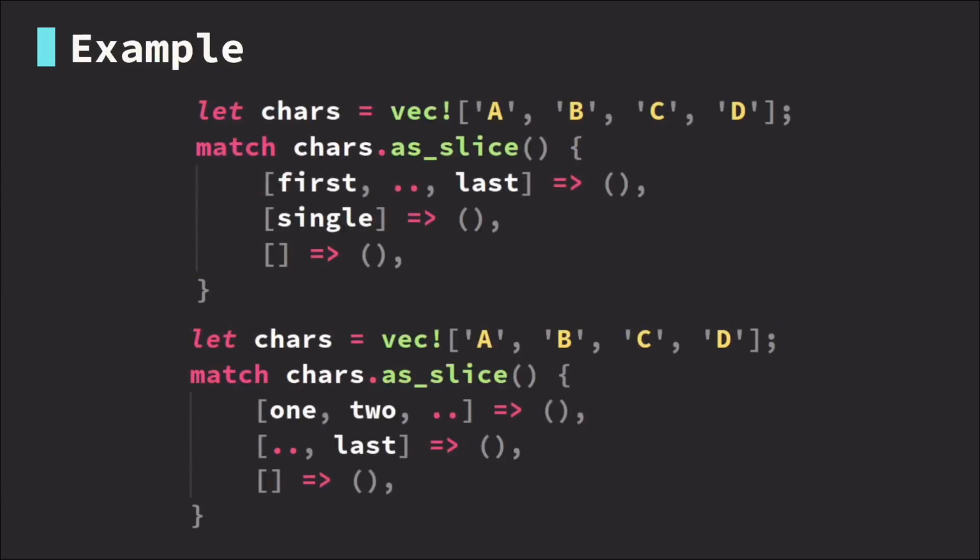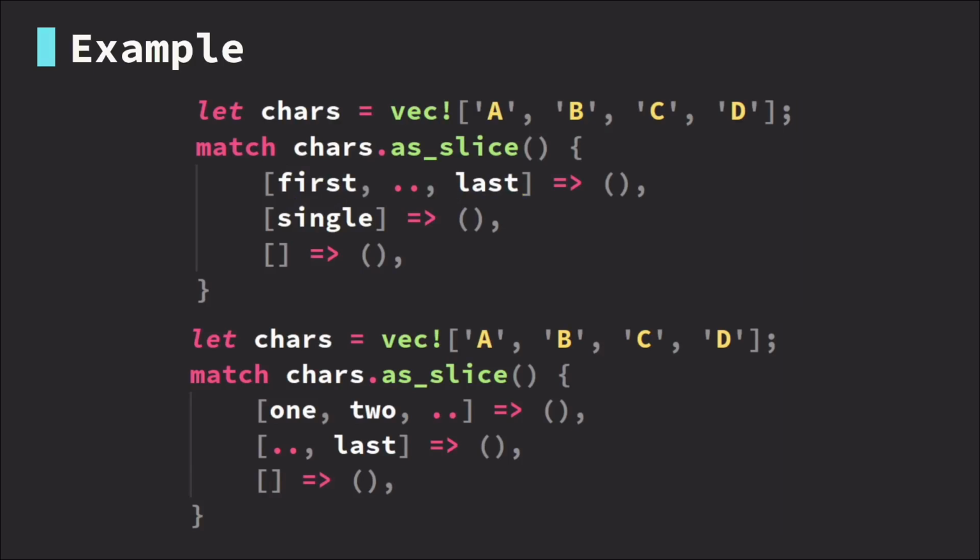Let's start with an example. Here we have a vector of characters, A, B, C, D, and then we match on the slice of the characters. On this first match arm, we're matching on a slice, and we can tell because we're using square braces. This variable named first will take the first element of the slice, and this variable named last will take the last element of the slice. These two dots in between mean ignore everything between the first and the last.